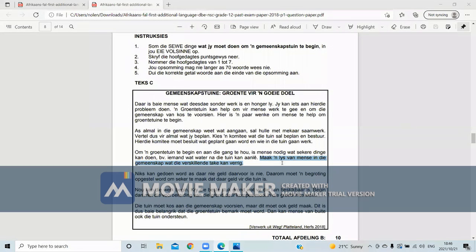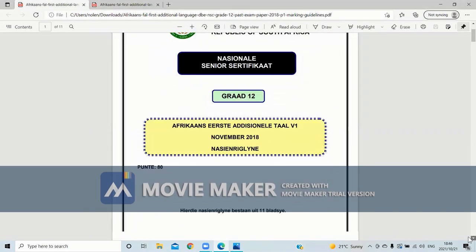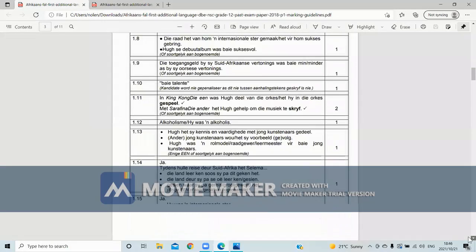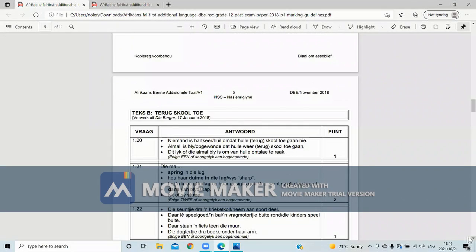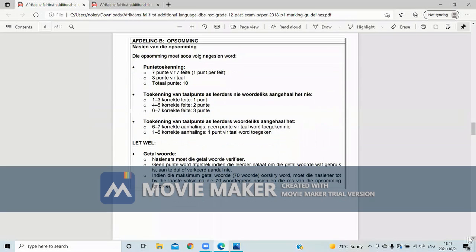Goodness. Okay. So you can say maak 'n lys van mense wat die verskillende take kan verrig. Then all you did was left out in die gemeenskap and you're sorted. I'm actually just going to show you guys some of the examples after we've gone through that content, just so you can see how simple it is. Okay, you don't have to come up with a million words. You can literally just take their words.